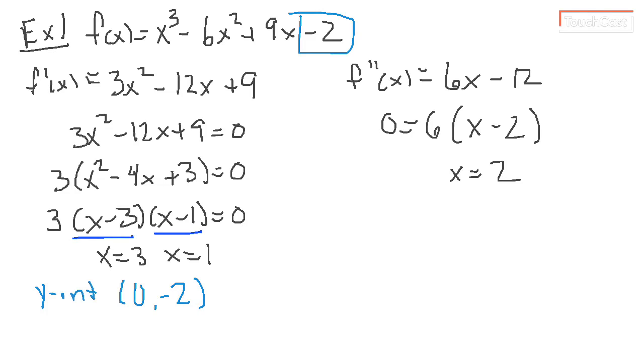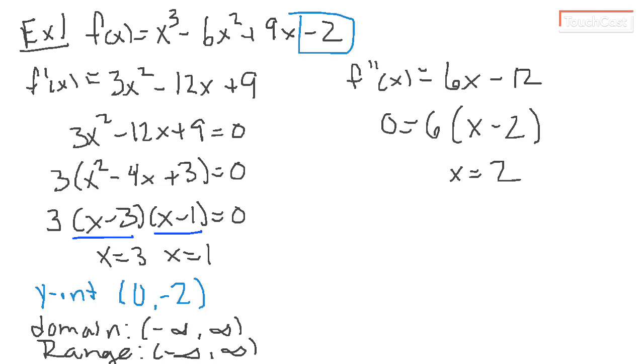Now this function has no asymptotes, so what that means is our domain and range goes from negative infinity to positive infinity, and that's for both domain and range. And I know there's no asymptotes because I don't have any x value in the denominator of any terms. I also don't see any radicals or anything that would create a need for an asymptote.